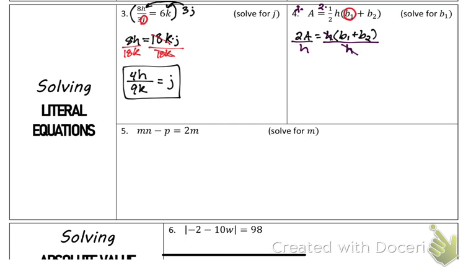That will get my h's to cancel out because everything's attached by multiplication. And on my left-hand side, I will have 2a over h equals b sub 1 plus b sub 2. Now realize I need to get b sub 1 by itself, so that means I need to move that b sub 2 to the other side. Well, that's just a number. I can subtract a number. So I'm going to subtract b sub 2 from both sides. So I'll have 2a over h minus b sub 2 equals b sub 1.